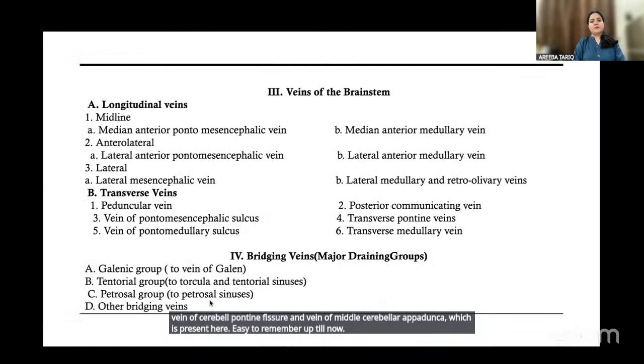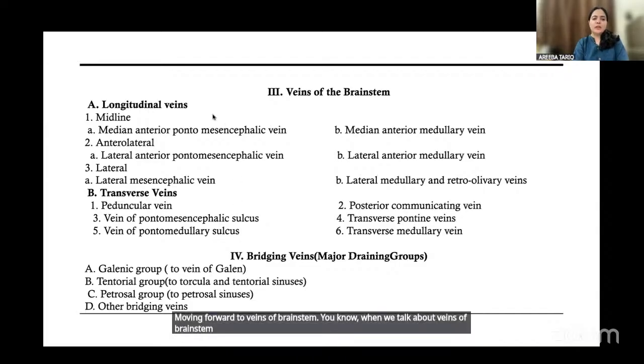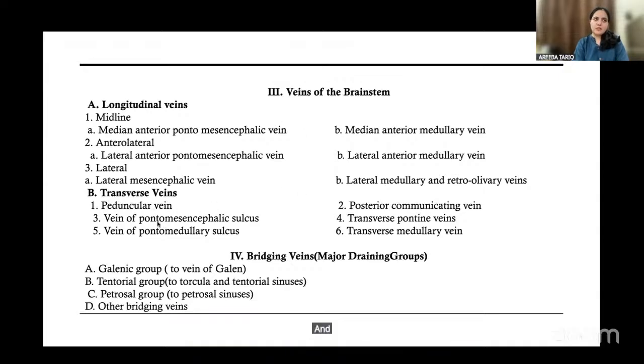Moving forward to veins of the brainstem. Now, when we talk about veins of the brainstem, we divide them into two types. One which are running longitudinally, as the name suggests, are known as longitudinal veins. And the veins which are running transversely, communicating between the two longitudinal veins, are known as transverse veins. So longitudinal veins which are running in the midline are known as the median anterior pontomesencephalic or median anterior medullary vein.